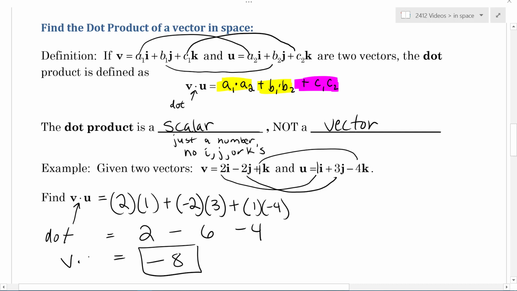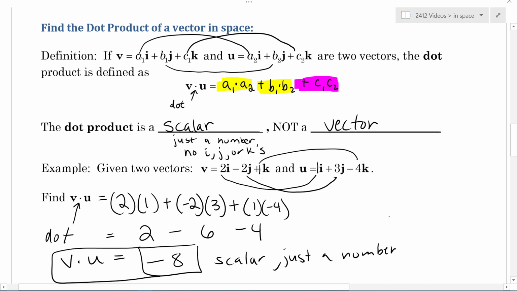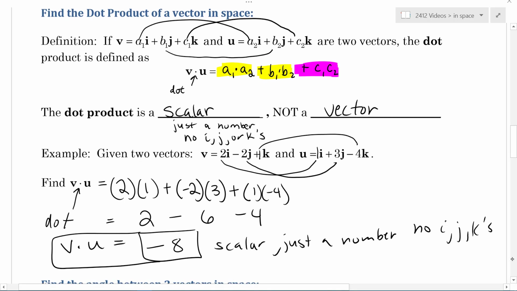So the dot product of those two vectors is a scalar. What that means is that it's just a number. There's no direction associated with these. There's no i's and j's and k's. So be careful there. Don't include the i, j, and k in that calculation. It turns out in the end just to be a single number.